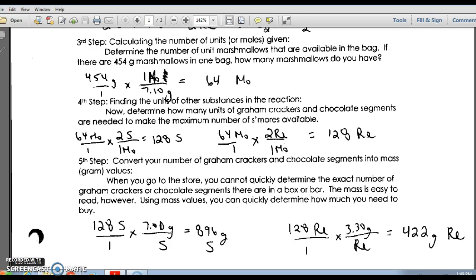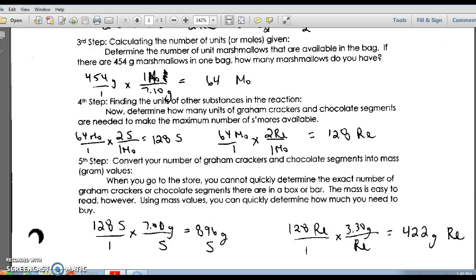From our balanced chemical equation, and even just from what you understand about making s'mores, you know that you're going to need 2 pieces of graham cracker for every 1 marshmallow. So we create this ratio, the fraction of 2 graham crackers for every 1 marshmallow. If I have 64 marshmallows in my bag, then I'm going to need another 128 pieces of graham cracker. Same idea in our equation: we have a ratio of 2 pieces of chocolate for every 1 marshmallow, so we're going to need 128 pieces of chocolate as well.